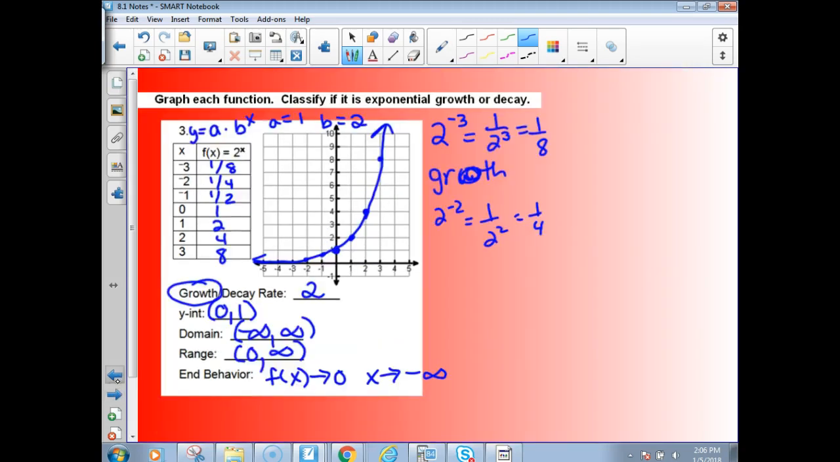Oh, did I finish everything? No, I didn't do the right side. What's the right side's end behavior? Infinity. So f of x is approaching infinity as x approaches infinity.